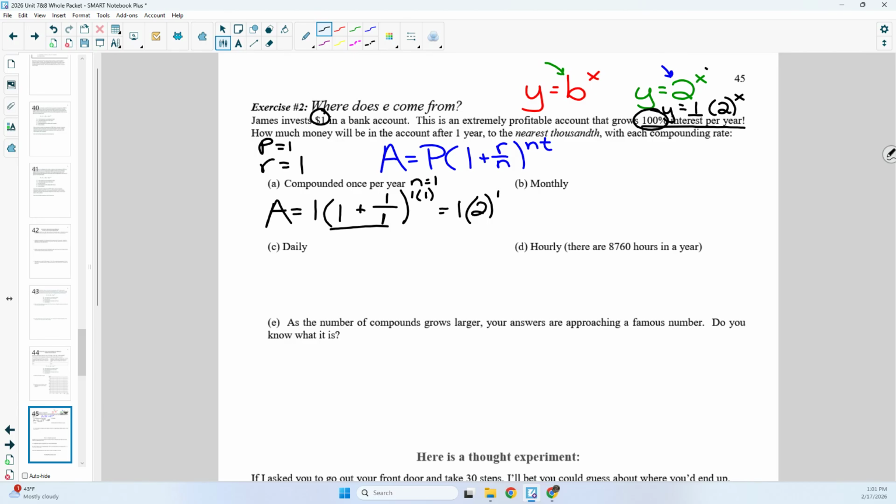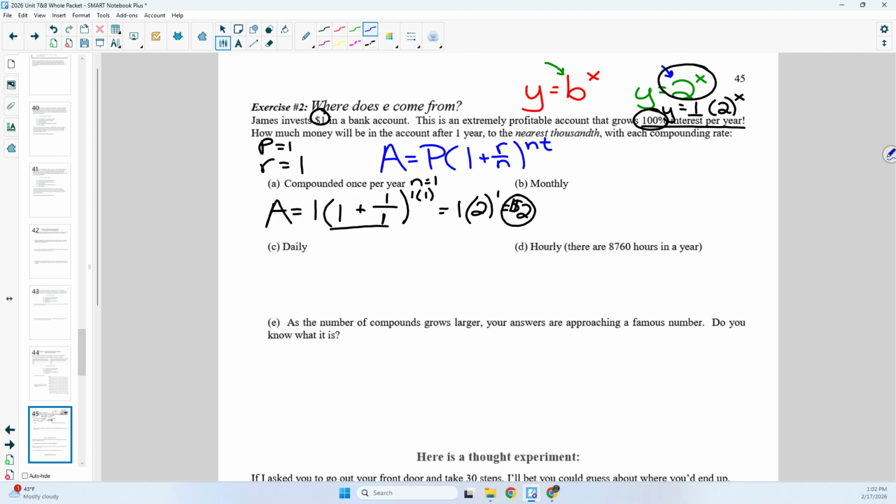So as you can see, we just go back to this formula. And very simply, you don't even need to type that in your calculator. If I double or grow by 100%, at the end of the year, I'm going to have $2. So that's what happens if we don't have any of this extra compounding going on.